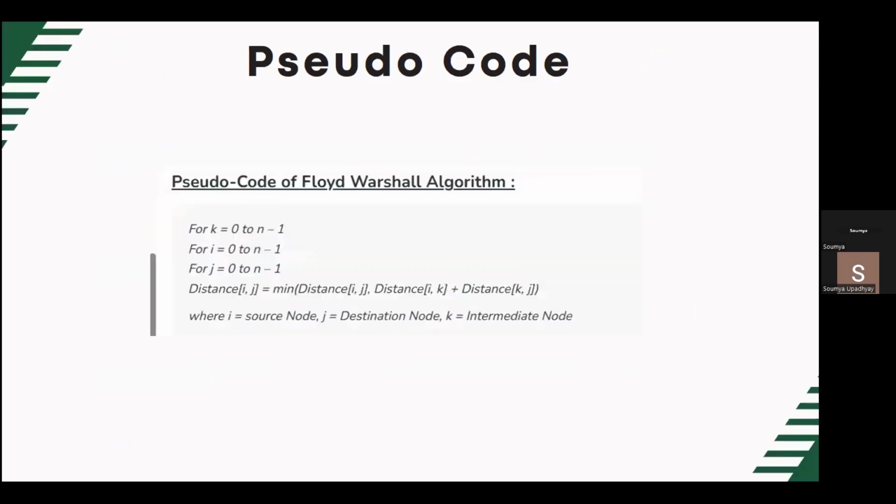So the pseudocode for solving the Floyd-Warshall algorithm is: for k equals 1 up to k equals n minus 1, for i equals 0 to i equals n minus 1, for j equals 0 to j equals n minus 1, distance ij will be equal to the minimum of distance ij and distance ik plus distance kj, where i is the source node, j is our destination node, and k is the intermediate node.